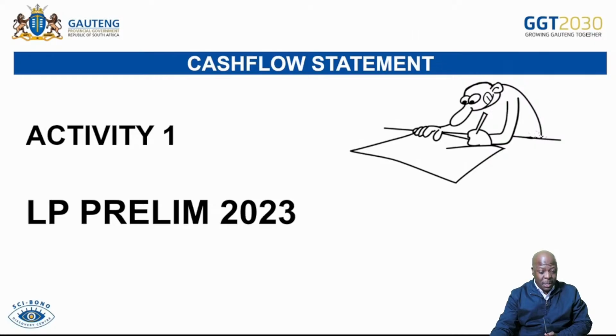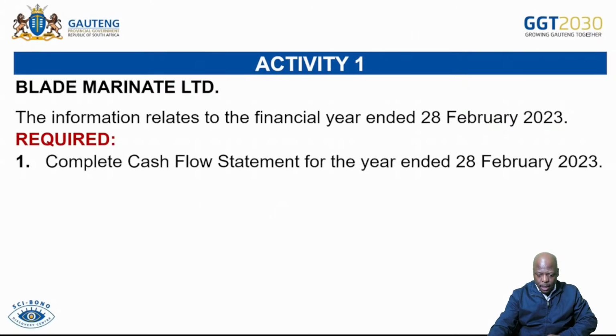The first activity for the day is from the Limpopo Prelim for the year 2023. It reads, Blade Marinate Limited. The information relates to the financial year ended 28 February 2023, and we must complete the cash flow statement for the year ended 28 February 2023.